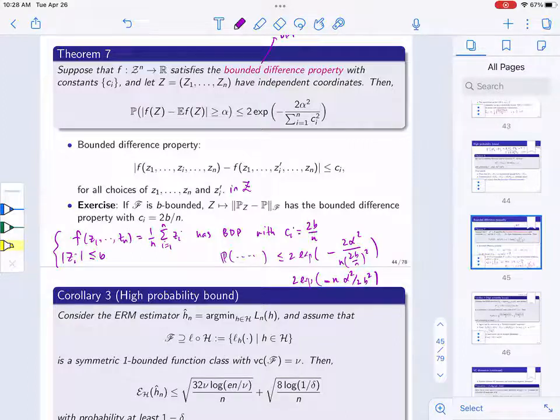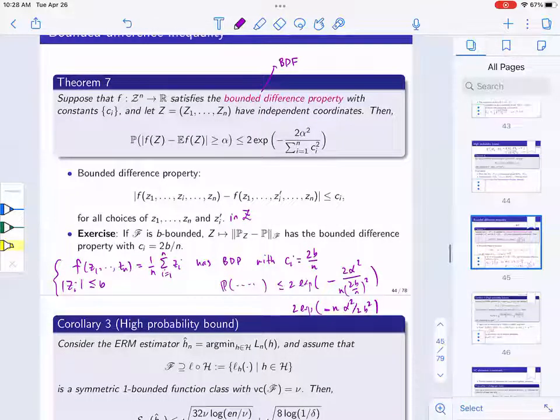I've put this as an exercise. You can now show that if f is b-bounded, then the function that maps z to the supremum of the empirical process also has the bounded difference property, with exactly the same constants, 2b over n.